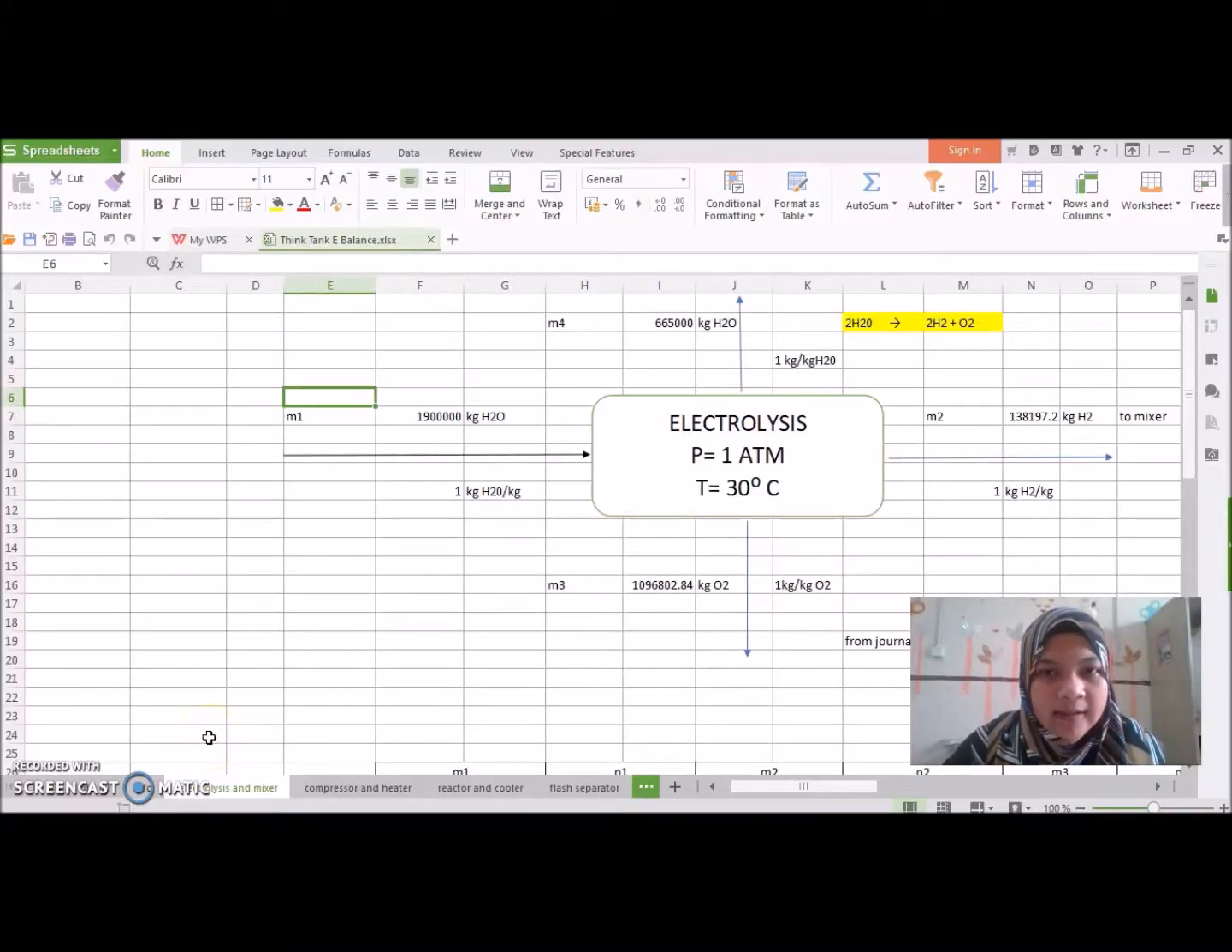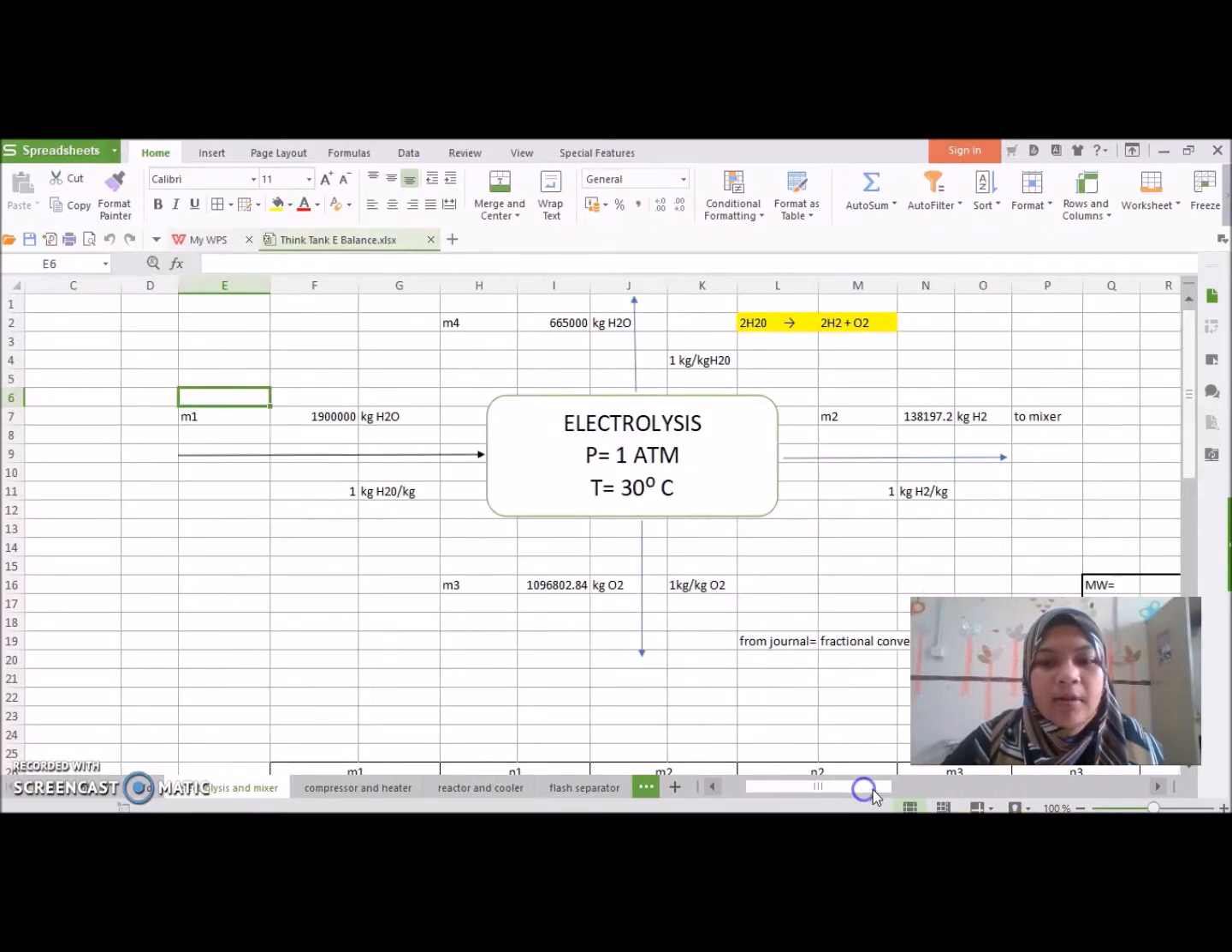We are from Think Tank Company and our project is about production of methanol from carbon dioxide. My name is Nur Sazwani binti Rosli. My metric number is 188323. I'm going to explain the first three unit operations.